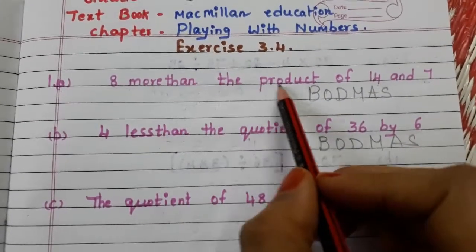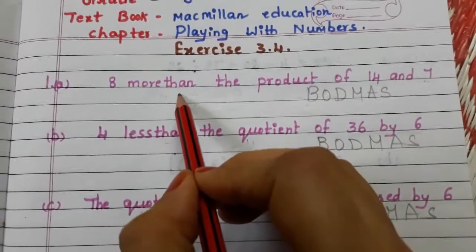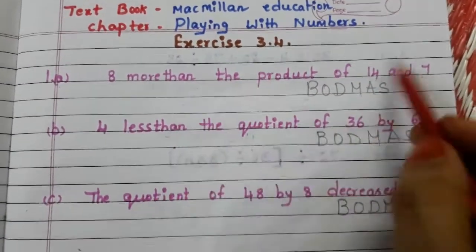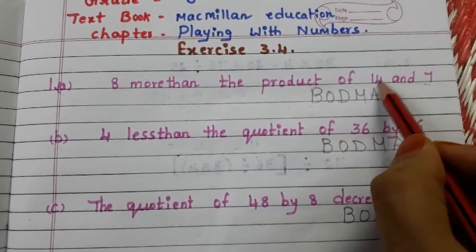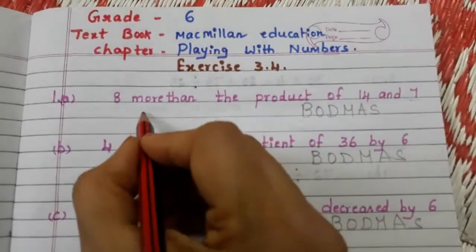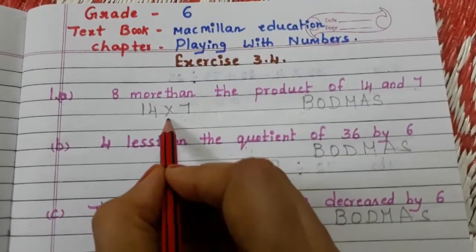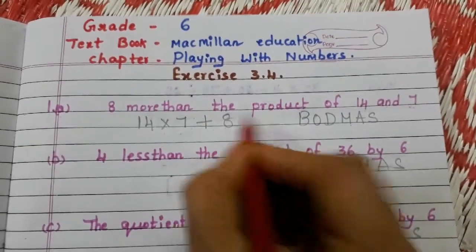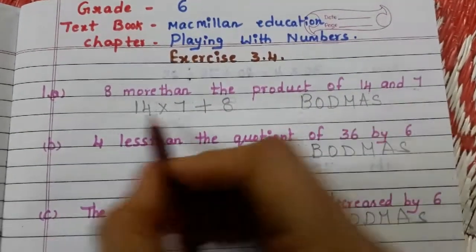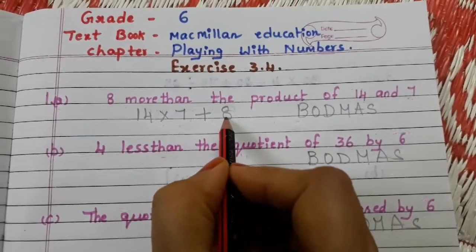8 more than the product of 14 and 7. See, 8 is more than what? To the product of 14 and 7. First we have to take the product of 14 and 7, that is 14 into 7. To this 8 is more. More means addition symbol, plus 8. Now we have the expression 14 into 7 plus 8.